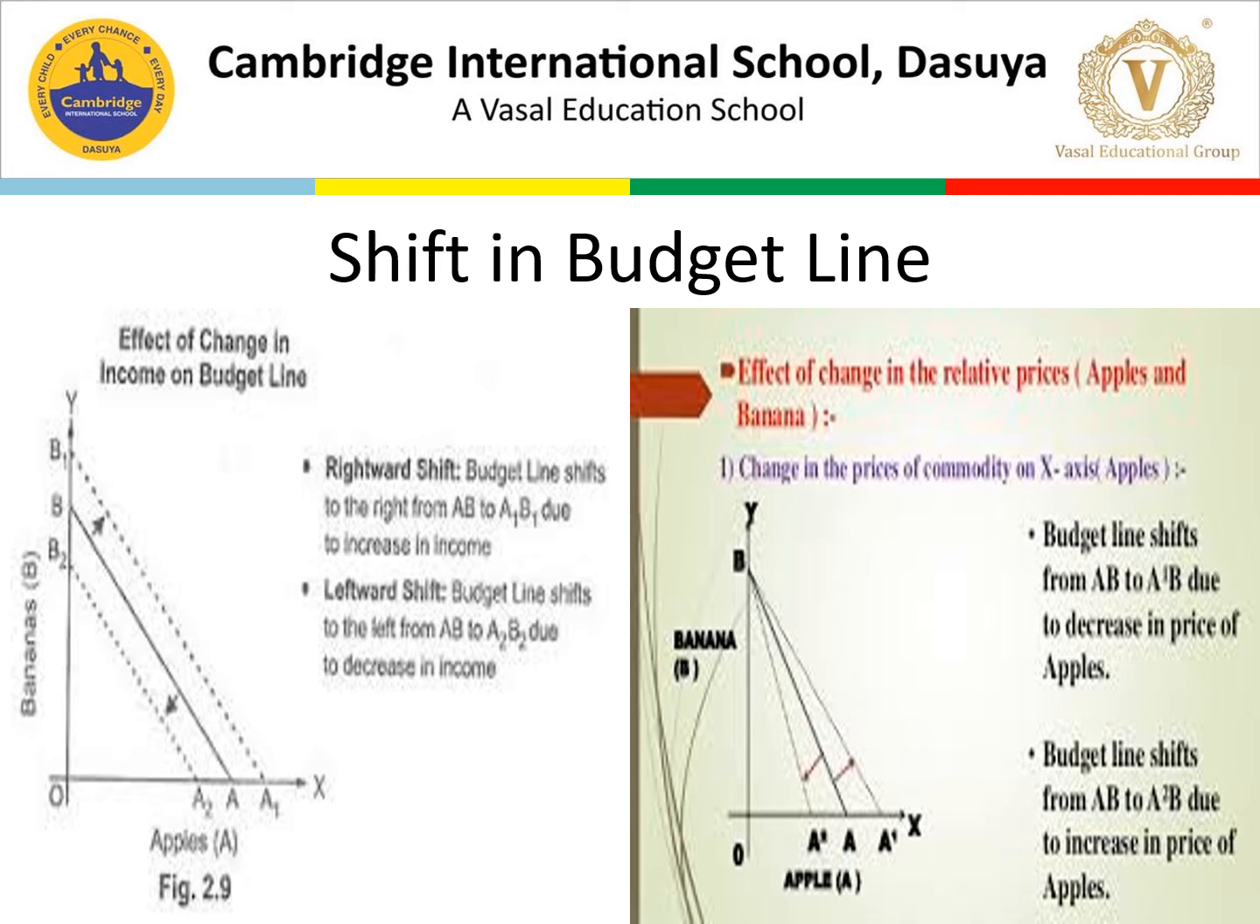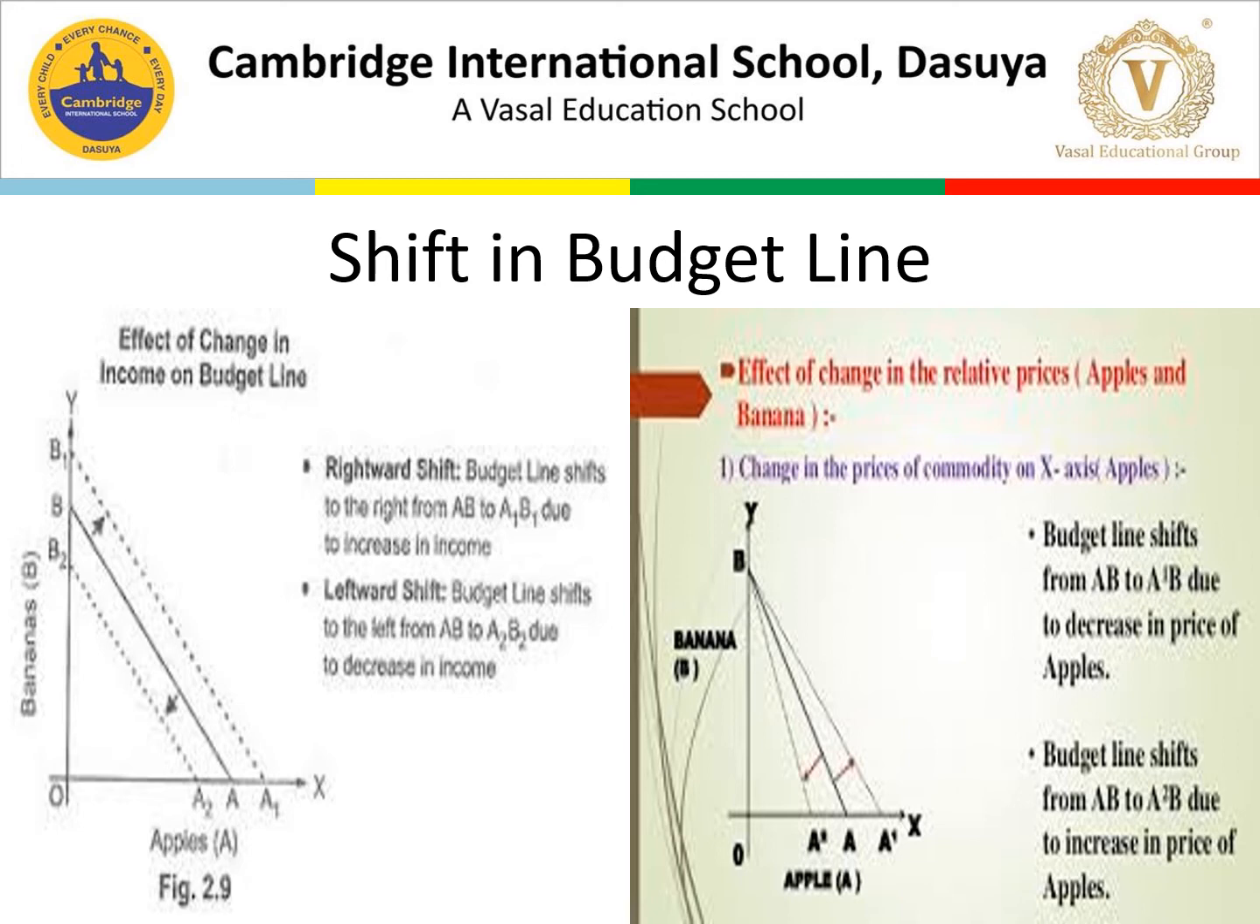So next is the effect of change in relative prices. Relative prices means two commodities, apples as well as bananas. So here is the curve that is representing apples and bananas, and the x-axis is for apples. If the budget line shifts from AB to A'B due to a decrease in the price of apples, that will be a change.